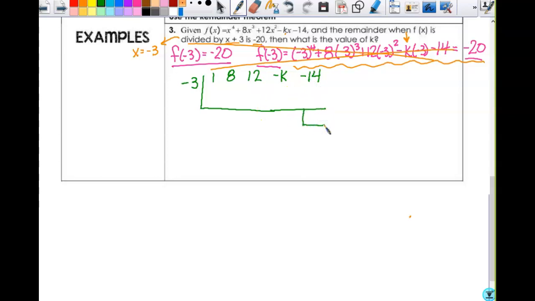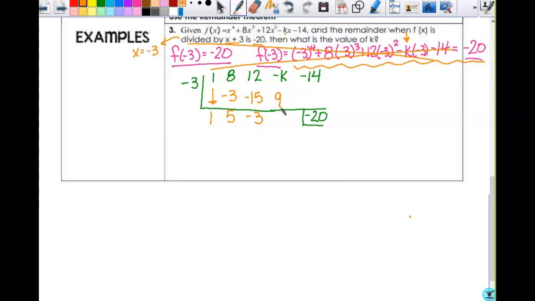And then I know the remainder, it's negative 20. So that's what makes it different than just the synthetic division that we've been doing. But now I just go through my synthetic division like I know how to do it. I'm going to bring down my 1. This gives me a negative 3. This is 5, negative 15, negative 3, 9.